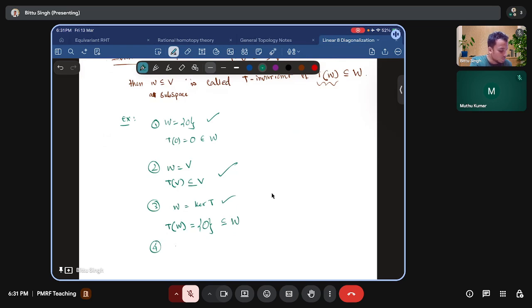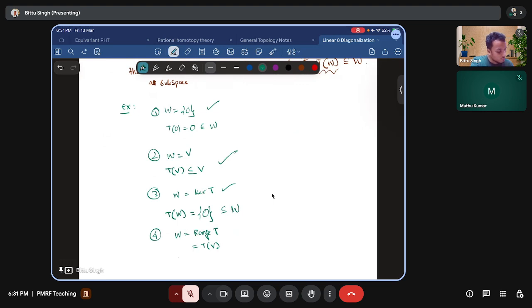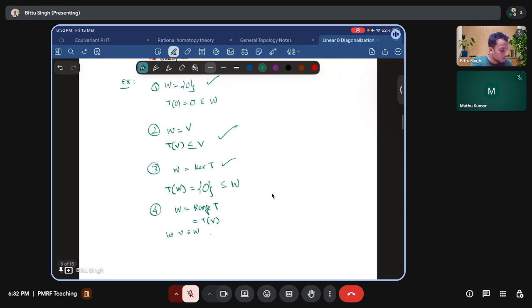And similarly, if we take W equal to range of T, which is also denoted as TV, then note that if we assume y belongs to W, then y will look like y equal to T of w for some w belongs to V. Now again, if we apply T on y, the domain is V, so it is T of Tw, right?